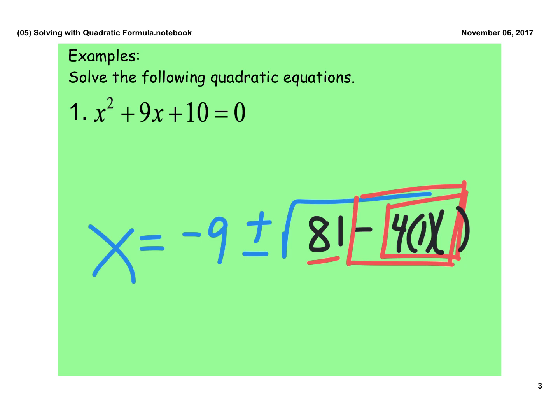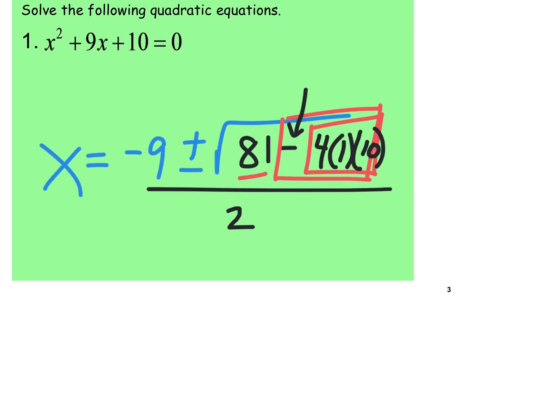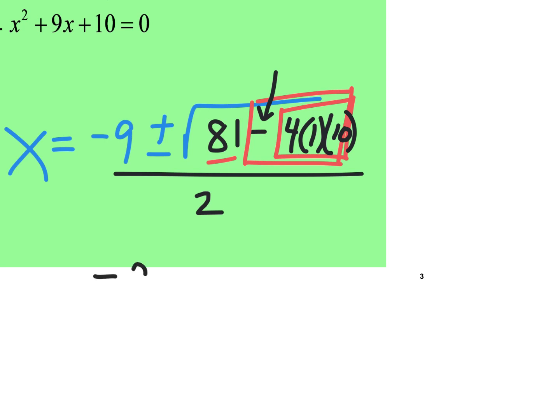4a is 1, c is 10. So I guess there is only one negative, so I will subtract, all over 2a, which is 2 times 1, which is 2. So you really would be nice to yourself to simplify it a little bit before you move on. -9 plus and minus the square root of 81 minus 40, which would be 41.